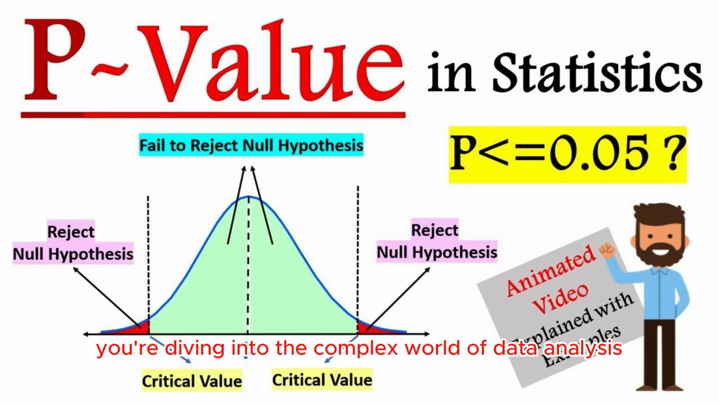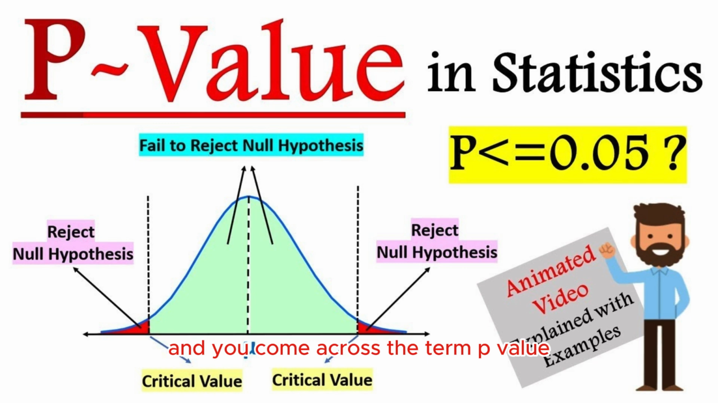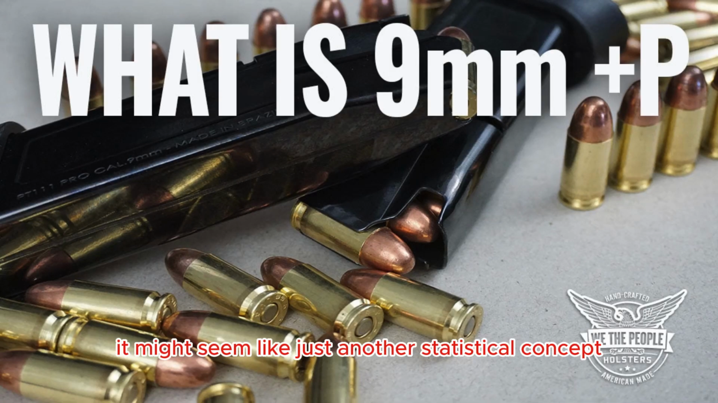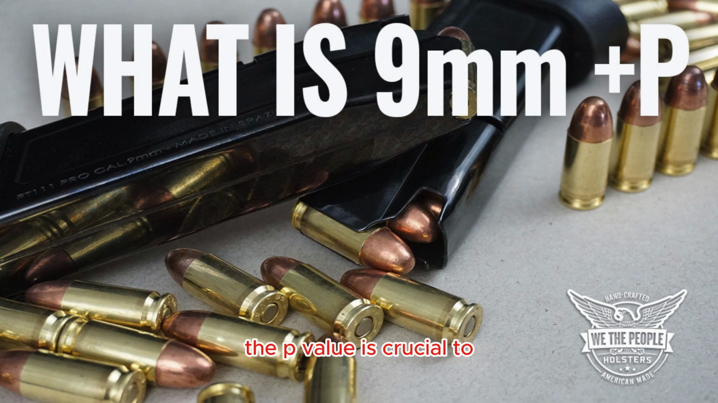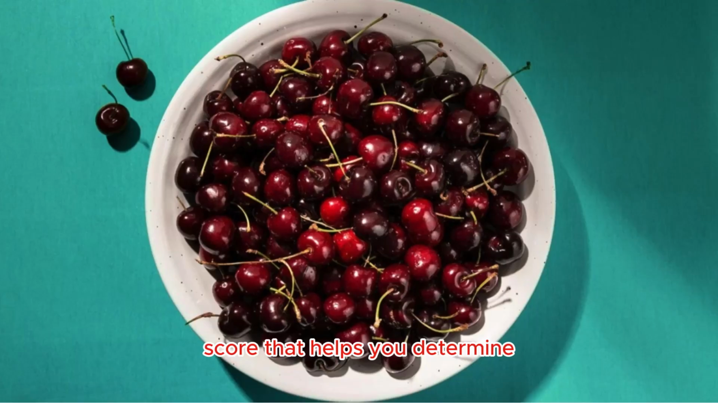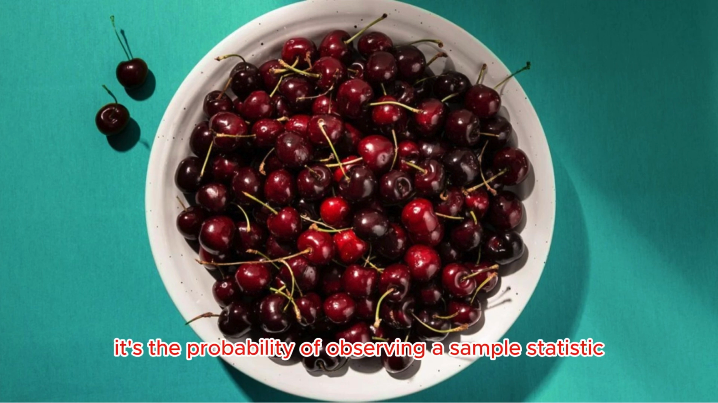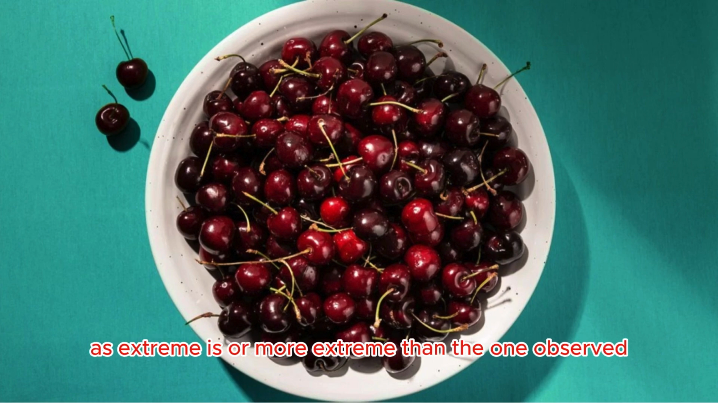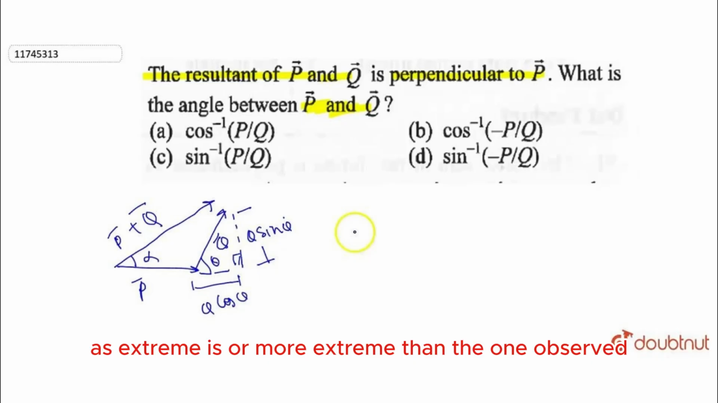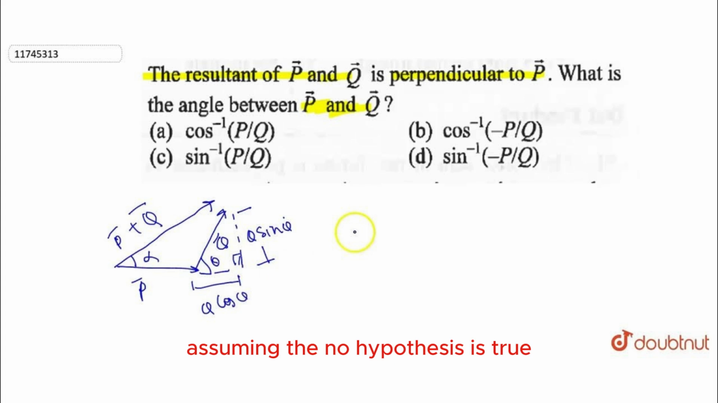Imagine you're diving into the complex world of data analysis, and you come across the term p-value. At first glance, it might seem like just another statistical concept, but understanding the p-value is crucial to making informed decisions based on data. The p-value is a probability score that helps you determine the significance of your results in hypothesis testing. It's the probability of observing a sample statistic as extreme as, or more extreme than, the one observed, assuming the null hypothesis is true.